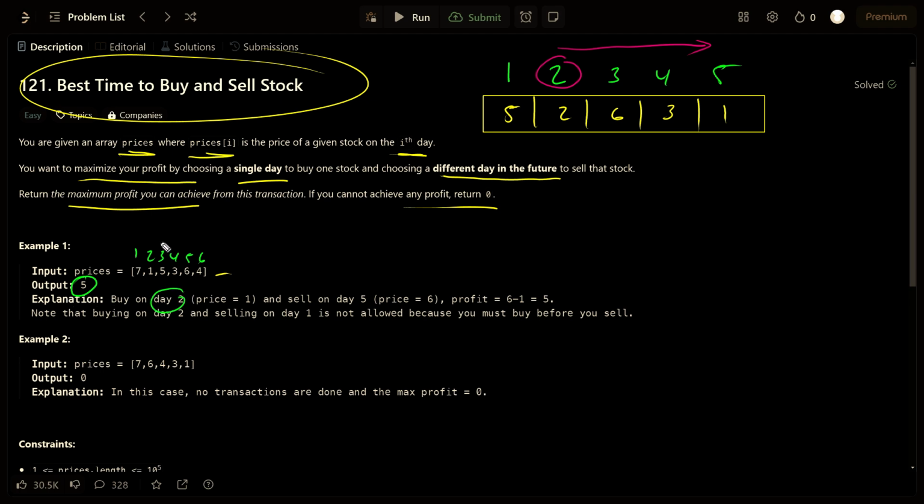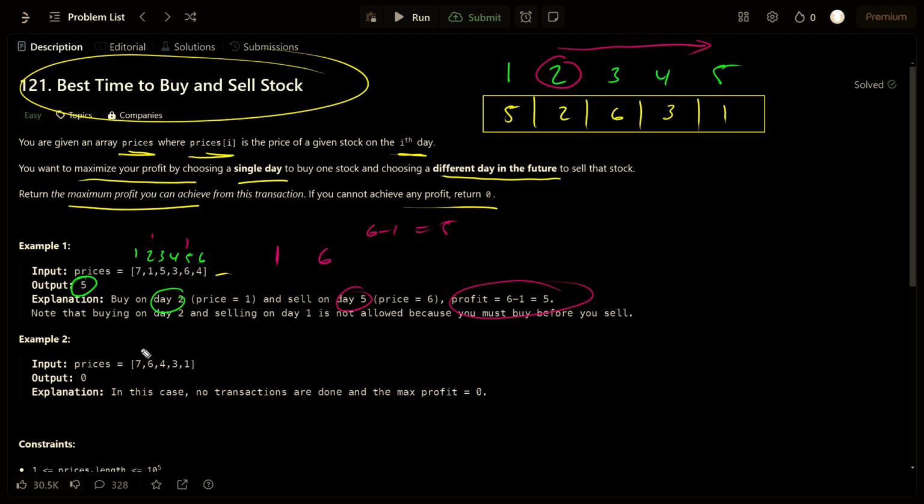We buy on day 2. So on day 2, the price was 1, right? So we bought it at 1. And we sold on day 5, right? On day 5, right here, we sold it at 6, right? So 6 minus 1 is a $5 profit, right? We gained $5. And they say that right here. They also say that no, buying on day 2 and selling on day 1 is not allowed because you must buy before you sell, right? So we couldn't buy on day 2 and then go back in time and sell on day 1, right? That's not allowed.